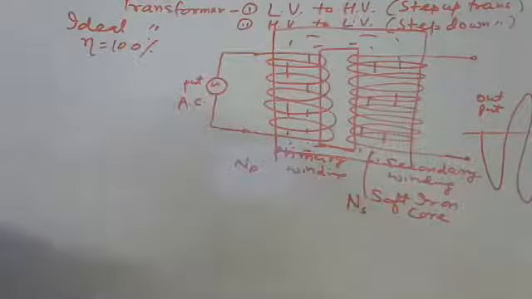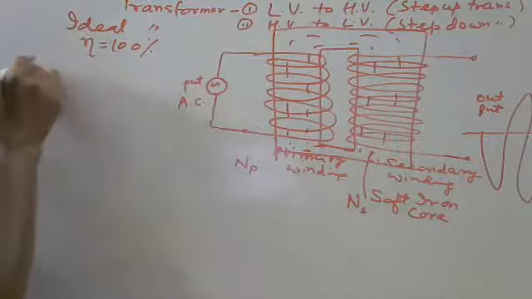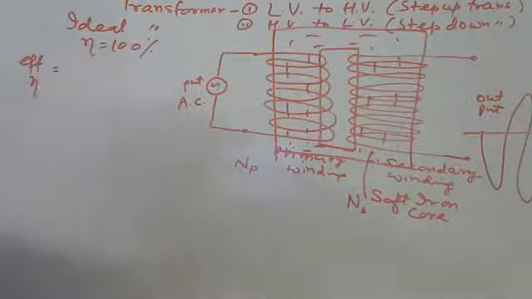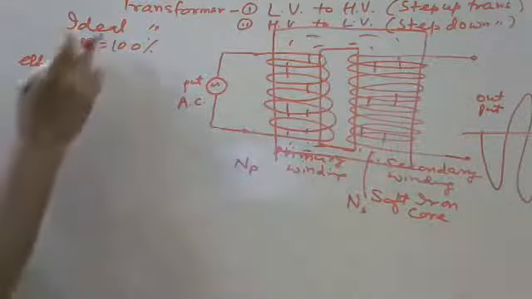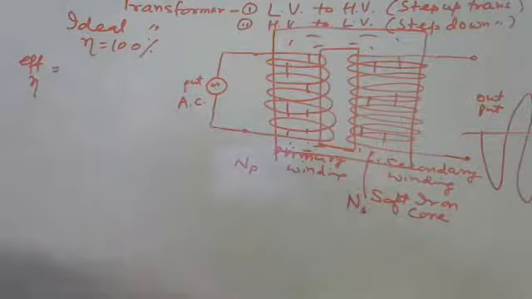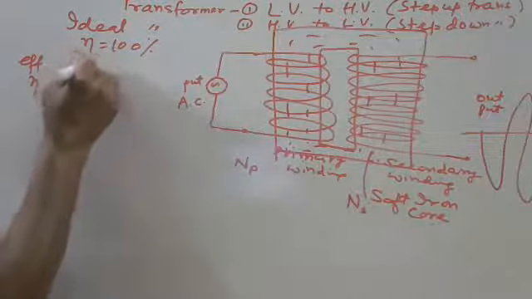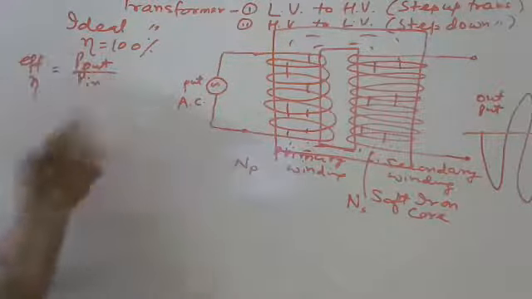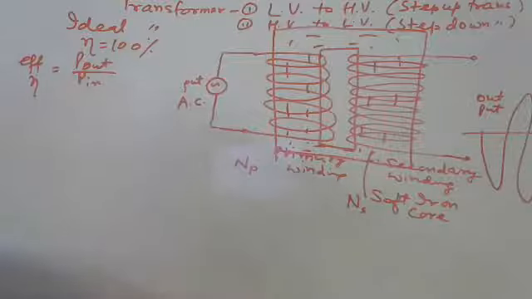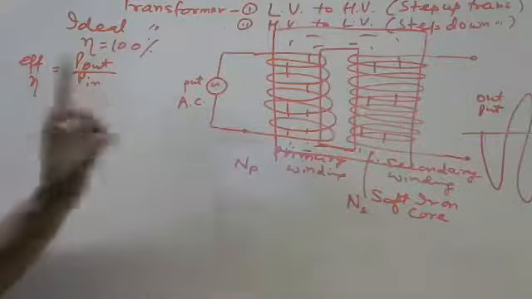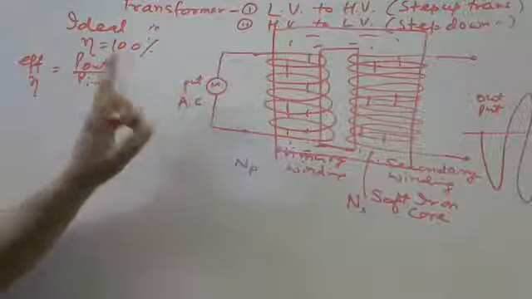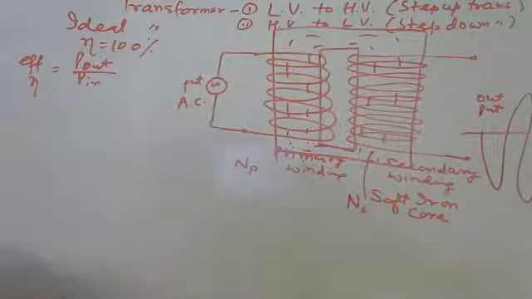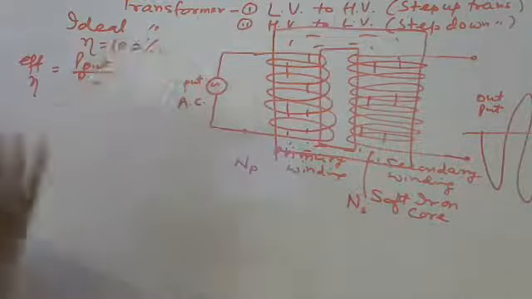100%. What is the efficiency? Efficiency can be defined as, this is the symbol eta, efficiency. This is the power output upon power input. As there is no loss here, efficiency is 100% or 1, so output and input both are equal. That is the ideal case.